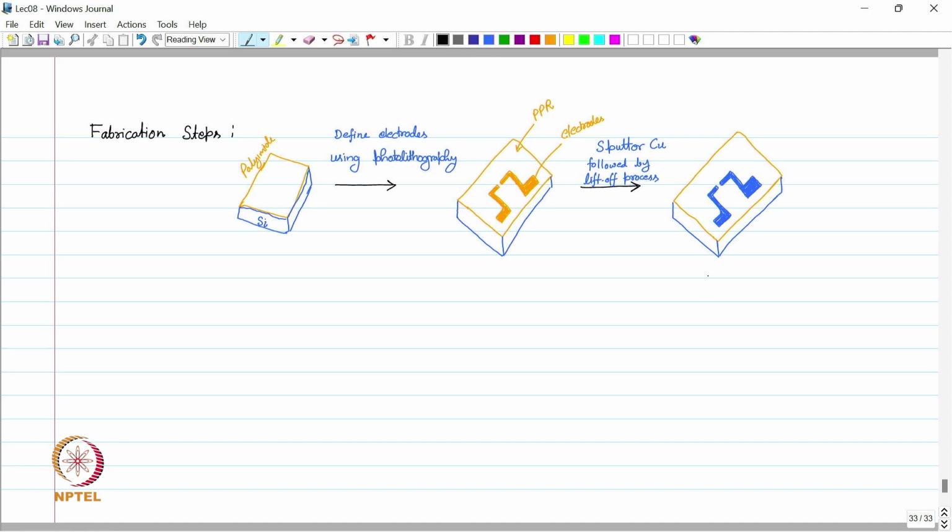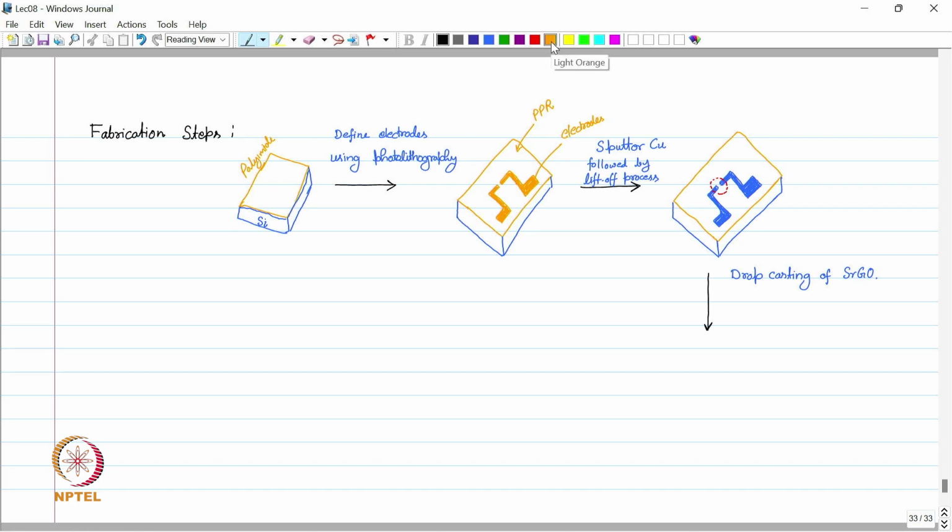So the next step is drop casting of SRGO, or strontium graphene oxide. So we take this liquid in a dropper and we pour this on this area. In this area we pour this liquid, which is the solution of this strontium graphene oxide, and then we evaporate this liquid. The flakes of SRGO will remain there and make an electrical contact between these two pads. So our structure will look something like this.